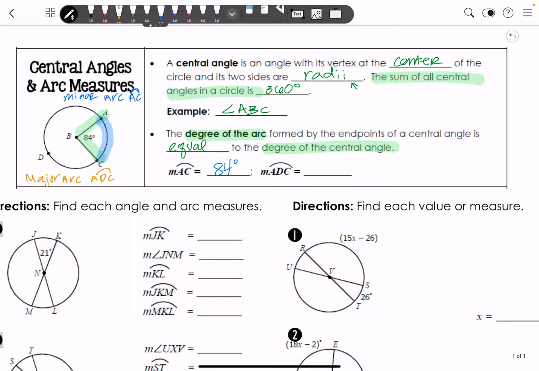And to find out what the measure of arc ADC would be, we know the entire circle is 360. So we would subtract 84 from 360, and we get 276 degrees. And so that would be the arc and central angle measure. If you want to highlight that, you can.